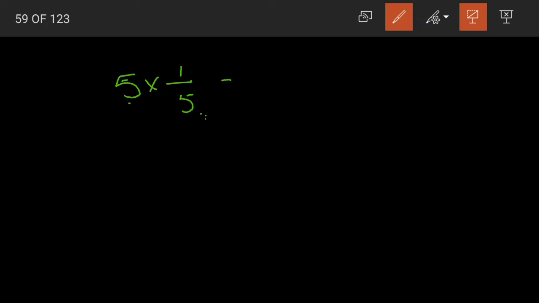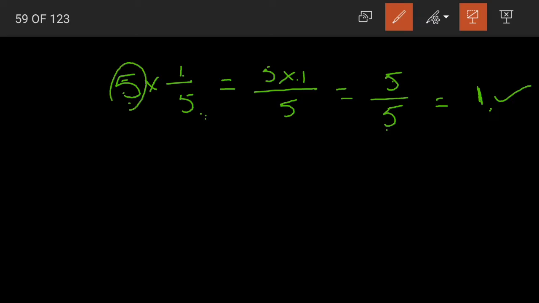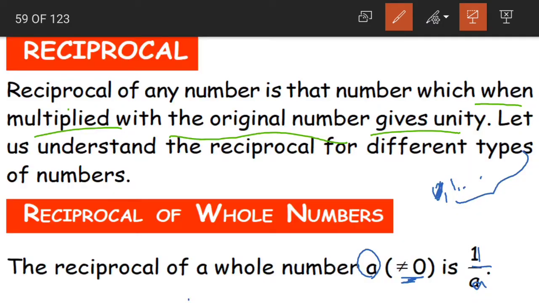So when we multiply these two, how do we multiply? Multiply the numerators, divided by the denominators. 5 ones are 5, divided by 5. So 5 divided by 5 is 1. Yes, when we multiplied the original number with its reciprocal, what did we get, children? We got 1. Understood? So reciprocal is basically the reverse.